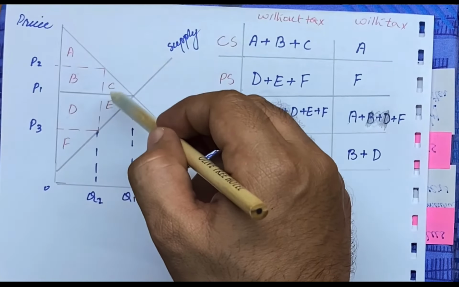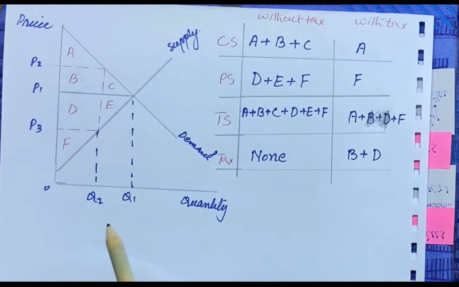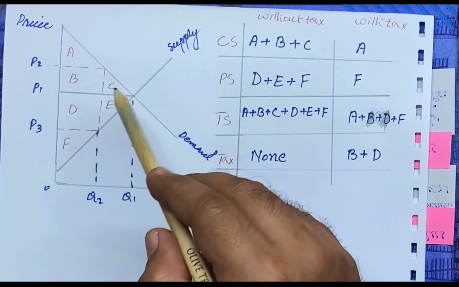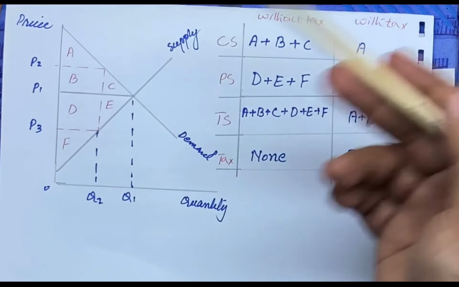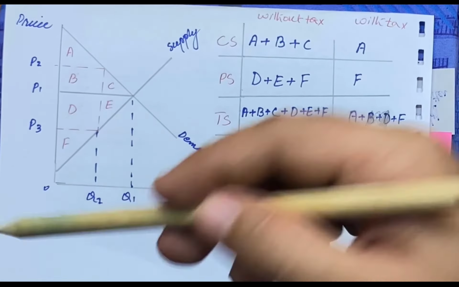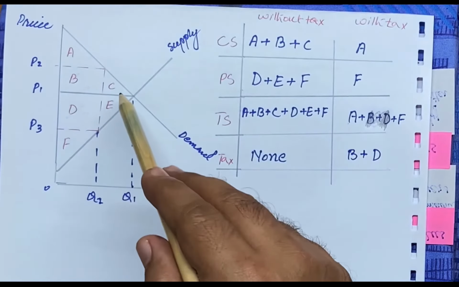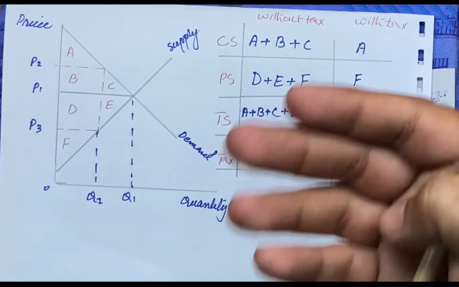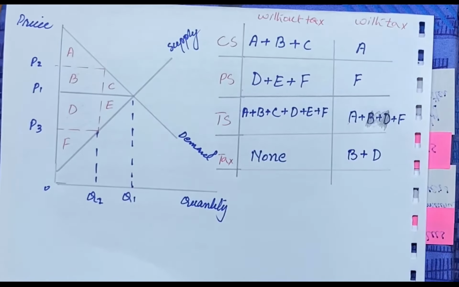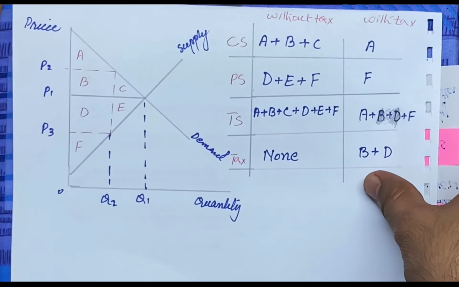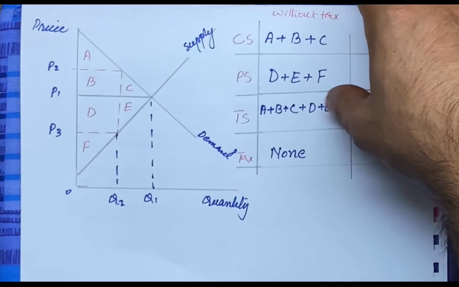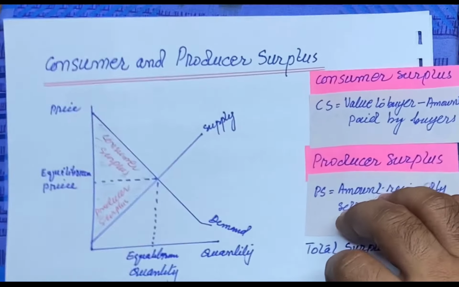And how about C and E? What does it mean by C and E? C and E is the deadweight loss, which will not go to the producer as well as not go to the consumer, and it will not go to the government revenue either. That's why C and E will count as the deadweight loss. So this was a basic understanding of producer and consumer surplus.